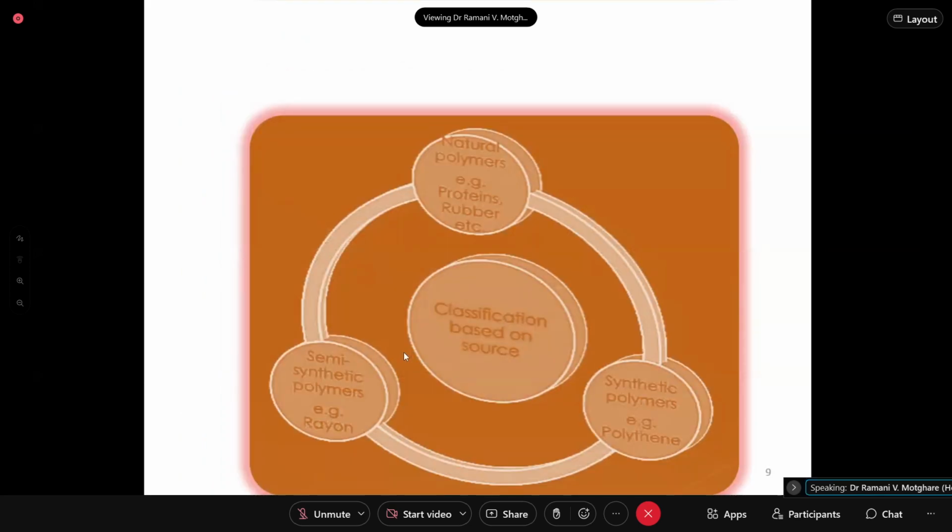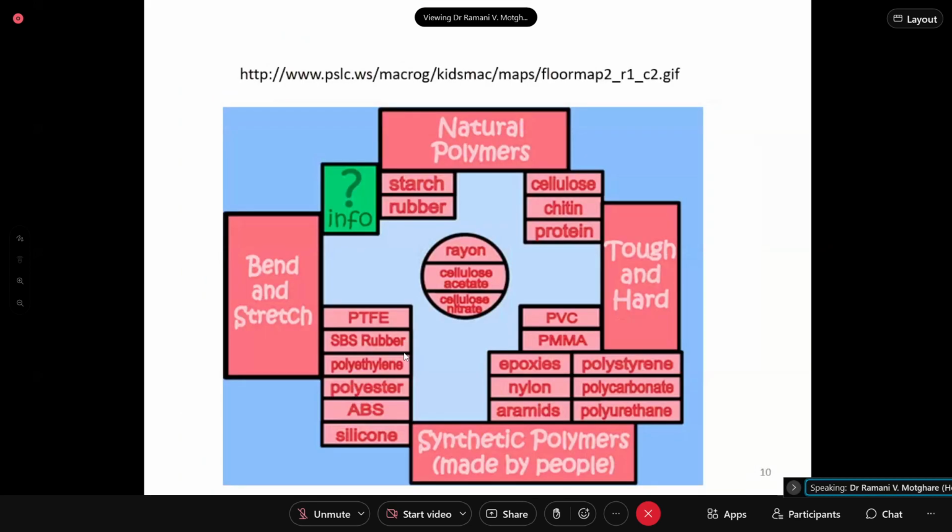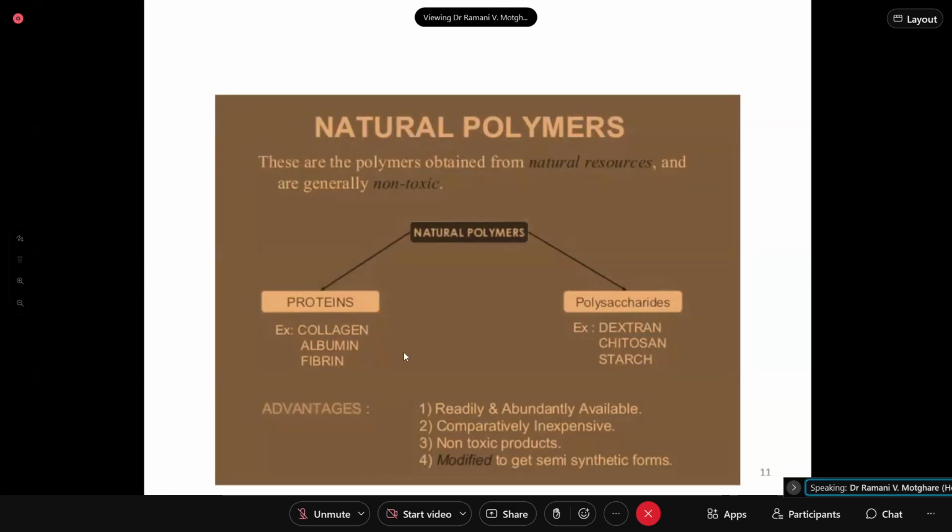This is something like classification based on source, then natural polymers, and these natural proteins and polysaccharides. Okay. Now here we see natural polymers. If you see in detail, you have some proteins, albumin, fibrin, collagen, and then polysaccharides like dextran, chitosan, starch. So they are different types of natural polymers. They are non-toxic because they are natural. Generally, it is seen that they are non-toxic in nature.